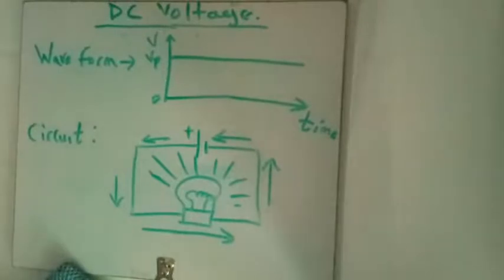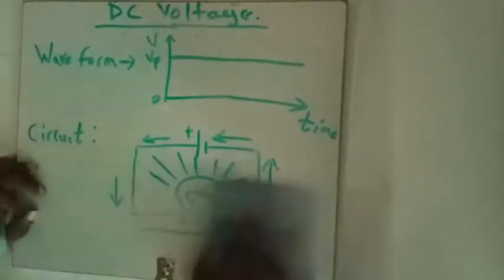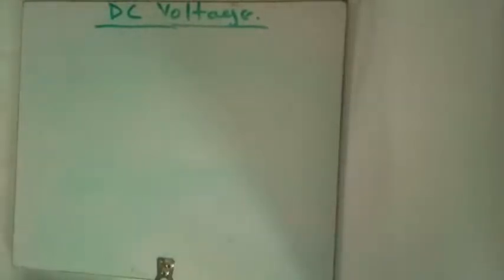Now with that, let's go back to AC voltage. We've differentiated AC voltage from DC voltage by their waveforms and by their circuits. So the next thing we want to do now is define some terms in AC voltage. Going back to AC voltage, some terms we want to define.